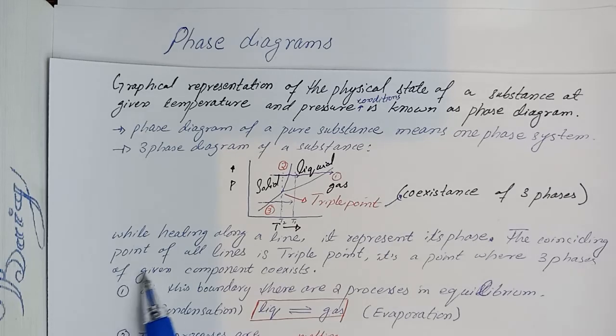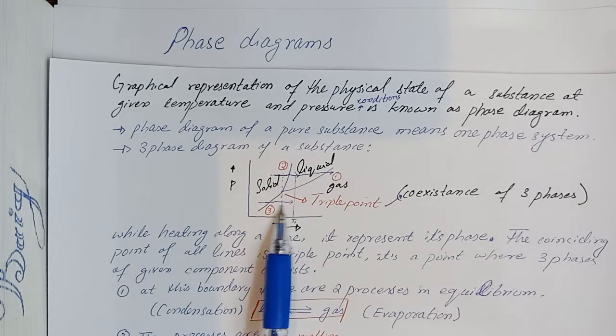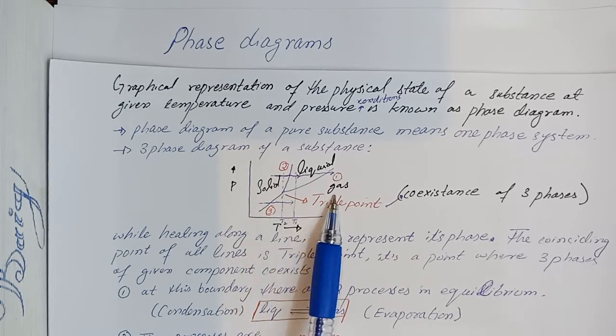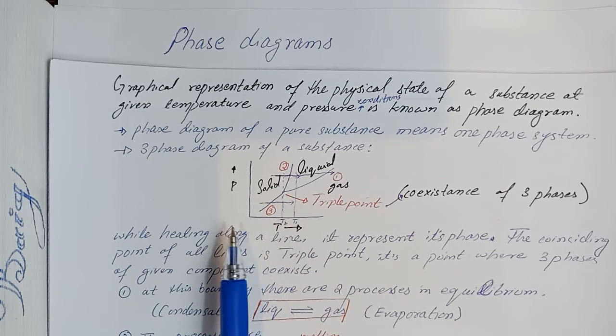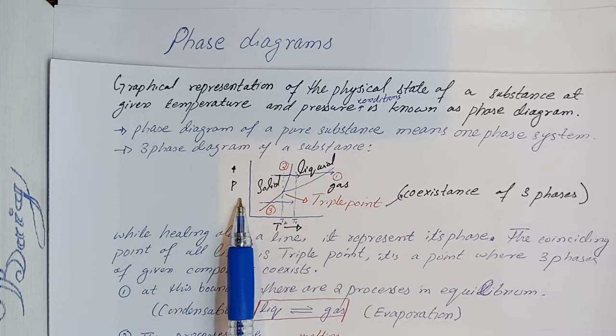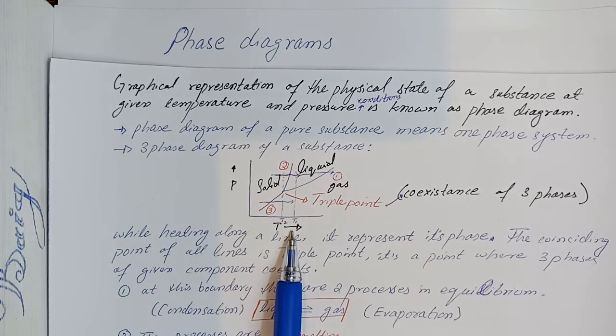Phase diagrams. A phase diagram is a graphical representation of the physical states of a substance under different conditions of temperature and pressure. A typical phase diagram has pressure on the y-axis and temperature on the x-axis.